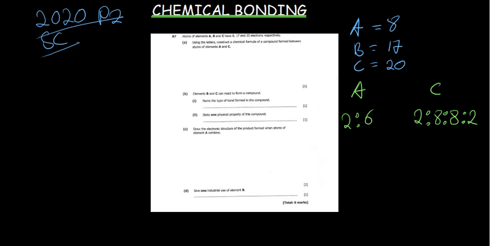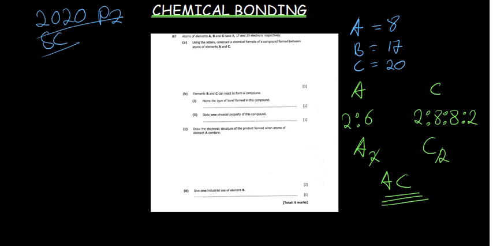Then for A, instead of losing the 6, it would rather gain 2 to have a full outermost energy level of 8. So in this case we are going to say that A has a valence of 2, because it needs 2 electrons. Then for C, it's in group 2, so its valence is 2 as well. It's ready to lose that 2 to give to A, so we can cancel out those 2 that we have right there. The question asks us, using the letters, to construct a chemical formula of a compound formed between atoms of elements A and C. So this is what we are going to have.